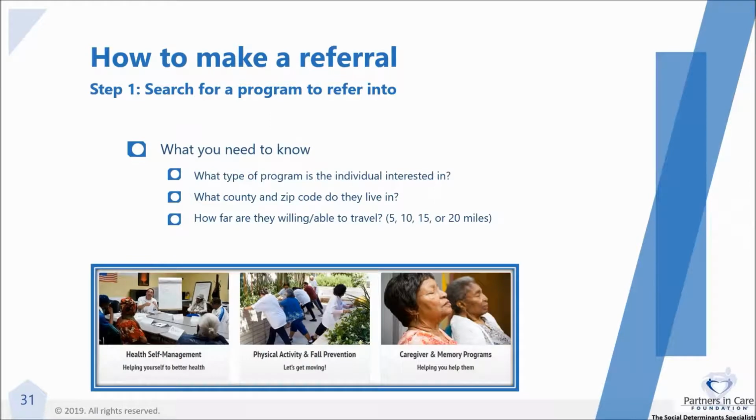So how do you make a referral? You want to collect some information from the person you're working with first. You need to know what kind of program they're interested in, their zip code, and approximately how far they're willing to travel to participate in a workshop.